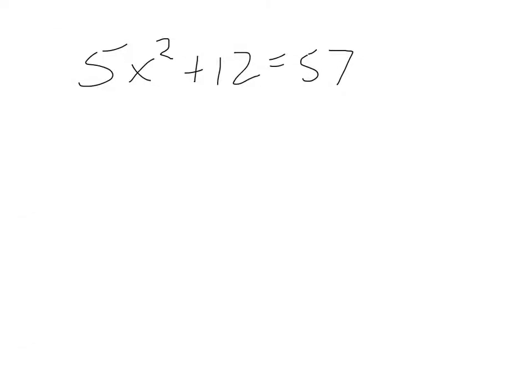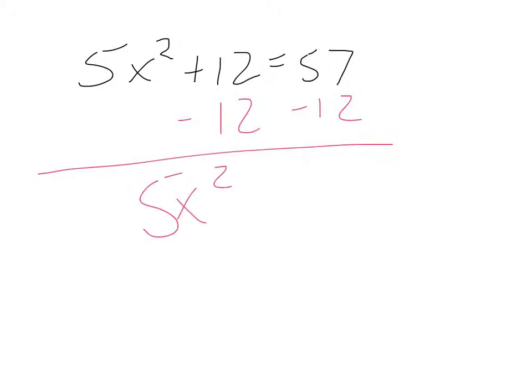What would you do? What would you say? Subtract 12. So we would subtract 12 from both sides. You'd end up with 5x squared equals 45, right? And then what would you do?